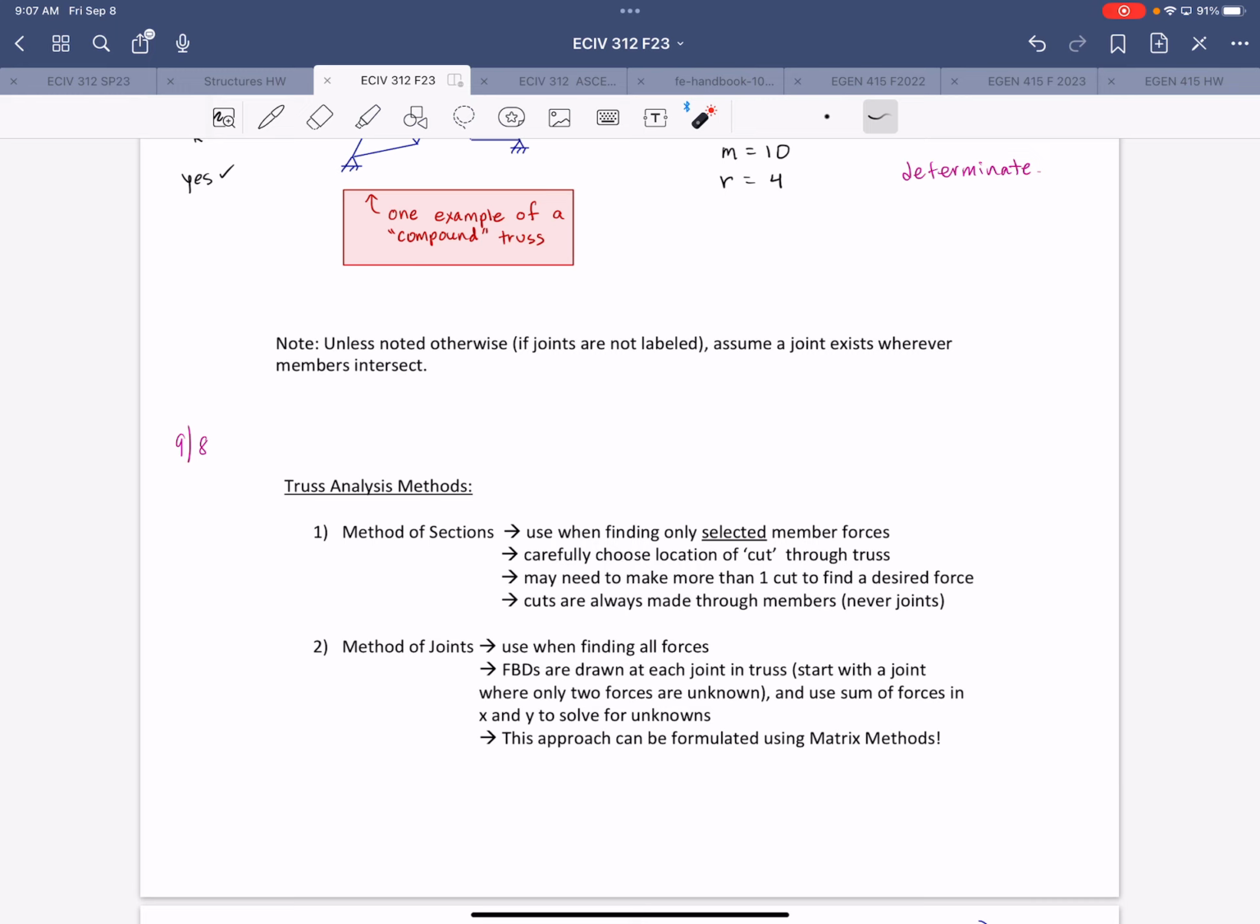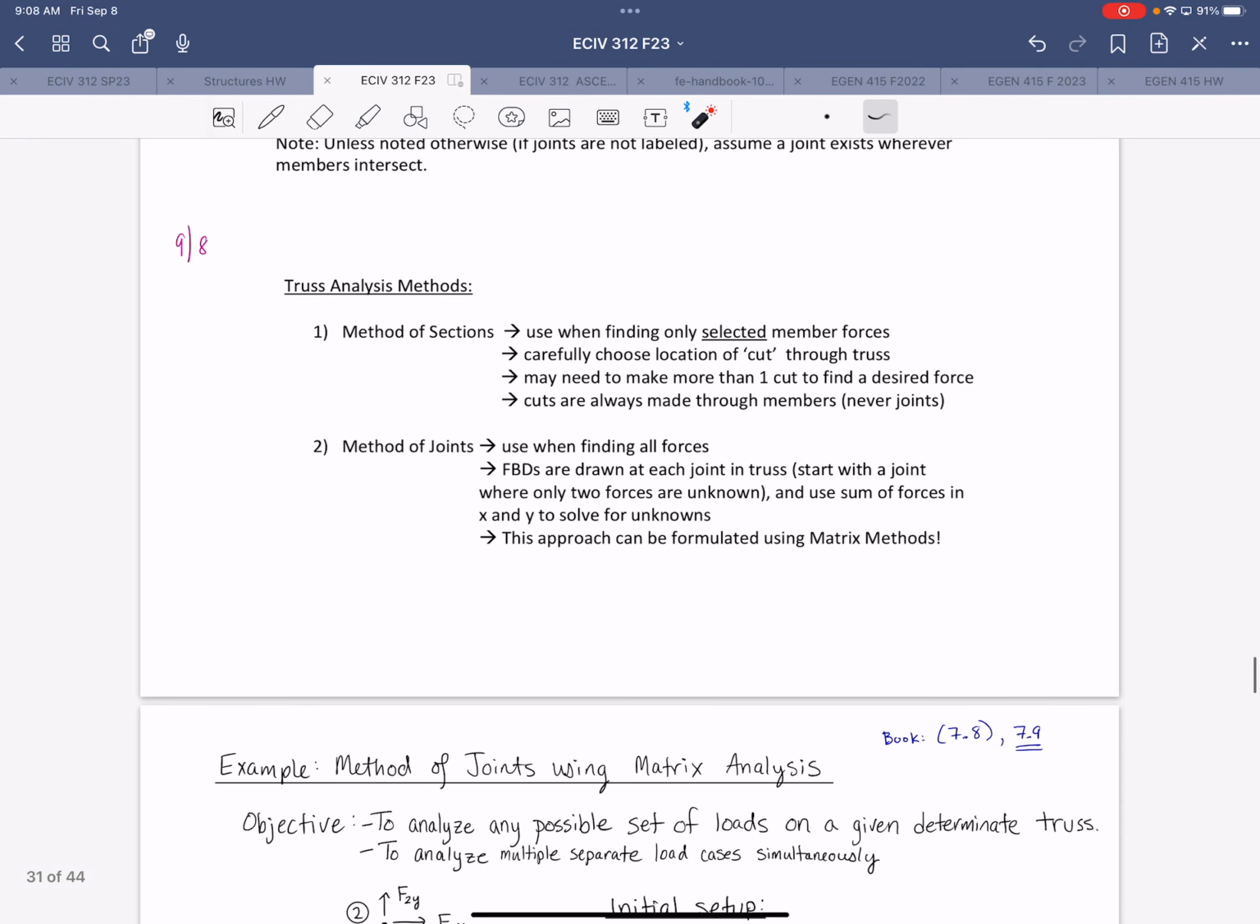When you do that, you want to make sure that you are strategic in how you select your cuts through the truss, right? And those cuts should only ever dissect members, all right? They should never go through joints. Sometimes you need to make more than one cut to find the force that you're after, but ideally you want to minimize the number of cuts and the number of equilibrium equations that you use when applying this method. But sometimes we can't avoid using more than one cut or more than one equation. So again, we'll look at a couple of examples next week on method of sections.